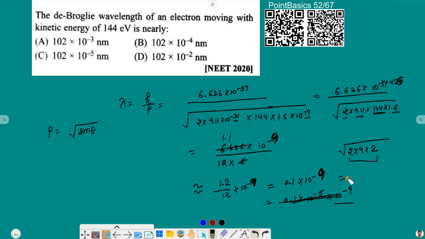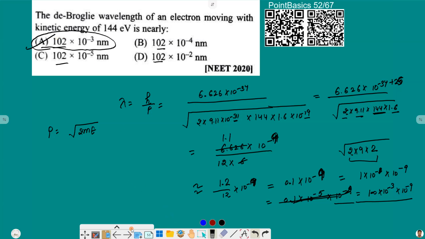And this can be written like this, that 1 into 10 raised to power minus 1 into 10 raised to power minus 9. Now, as we can see, our answer is in terms of 100. So I can write it like this, that 100 into 10 raised to power minus 3 into 10 raised to power minus 9. So basically, it will be 100 into 10 raised to power minus 3 nanometer. And that is matching with option A, given option A.